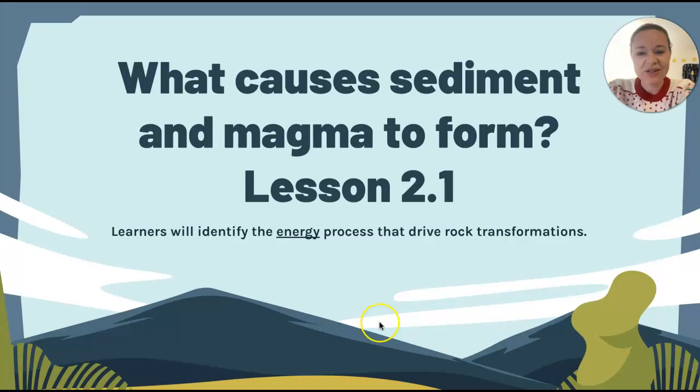Hey, sixth graders, we are on lesson 2.1, and we are going to continue to dig a little bit deeper into what causes sediment and magma to form. So we know that sediment and magma are part of the rock transformation process, but what really causes them to form? So today we are going to be able to identify the energy processes that drive rock transformation.